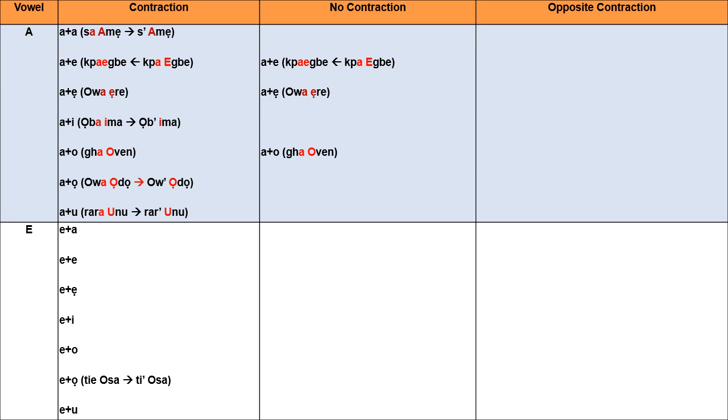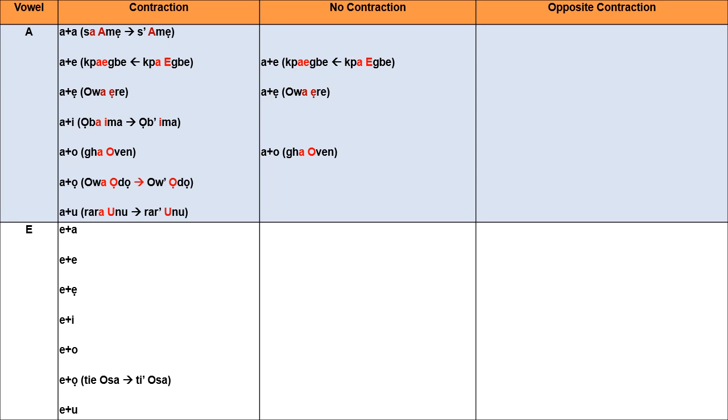As for the next row, when it comes to the A sound, I didn't find examples, because this is still a work in progress. You can't imagine how long I've been looking for all these examples to show you this rule, like when it contracts and when not. So for A, I haven't found all of the examples. If you are an Edo native speaker and you can find examples for the ones that are still missing, please leave them in the comment section below. I'd highly appreciate it.